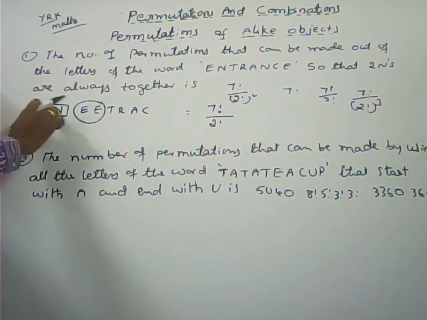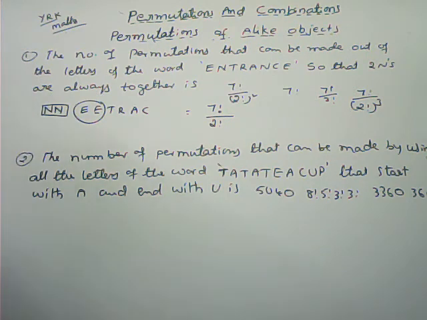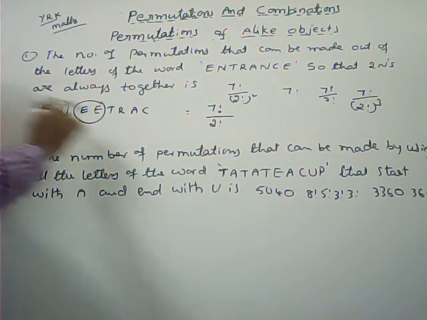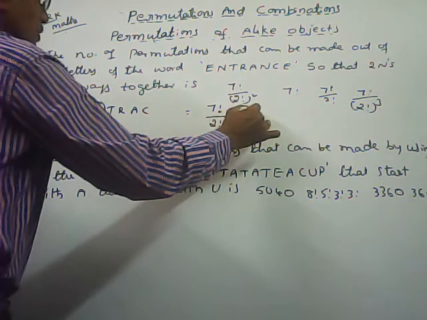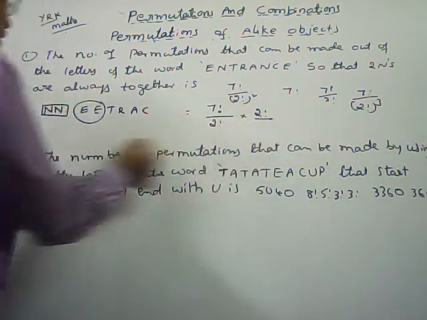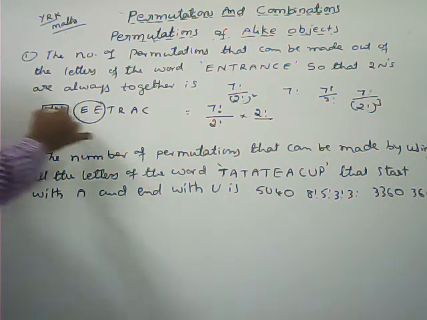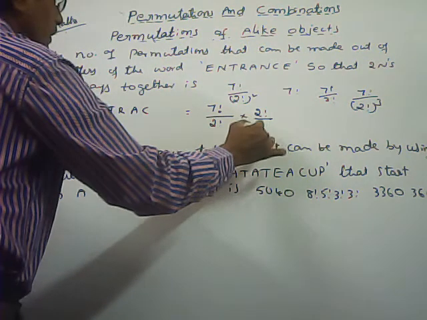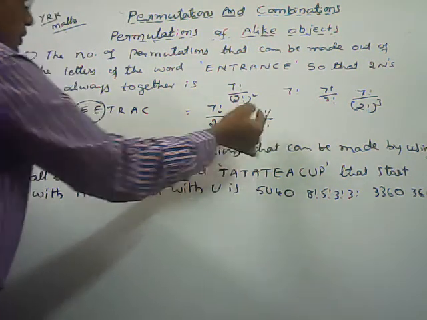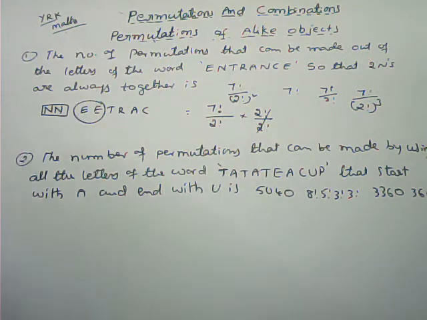Here, by interchanging these two, there is no change. Otherwise, if you want, you can change: the two can be interchanged among themselves in 2 factorial ways. Of the total number of letters, 2 are identical, 2 are alike of one kind, so divided by 2 factorial, and these two get cancelled. We get 7 factorial by 2 factorial.